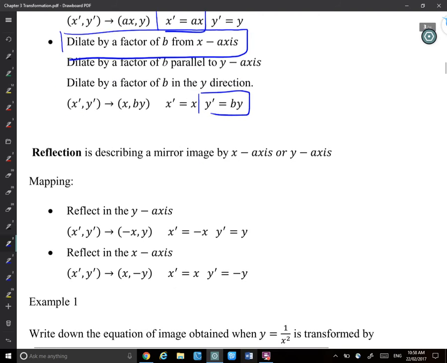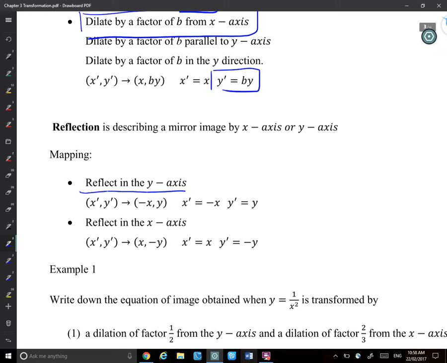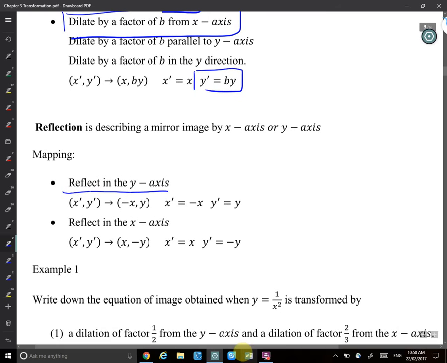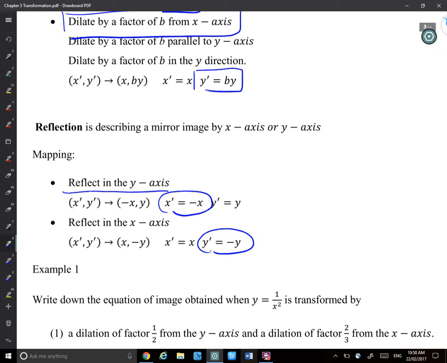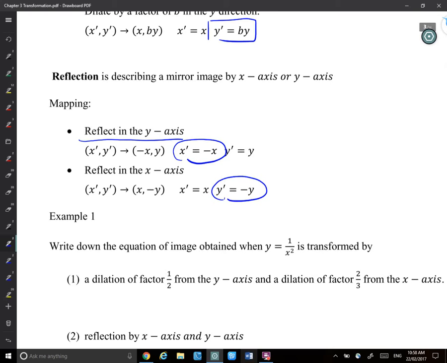Okay, so the next one is reflection. Reflect in the y-axis, from here to here, is changing the x value. (2, 3) will become (-2, 3). So the new x will equal the old x times minus one. The new y will equal the old y times minus one, which is reflecting in the x-axis. Okay, that's how we can write reflections. We talked about dilation and reflections together.